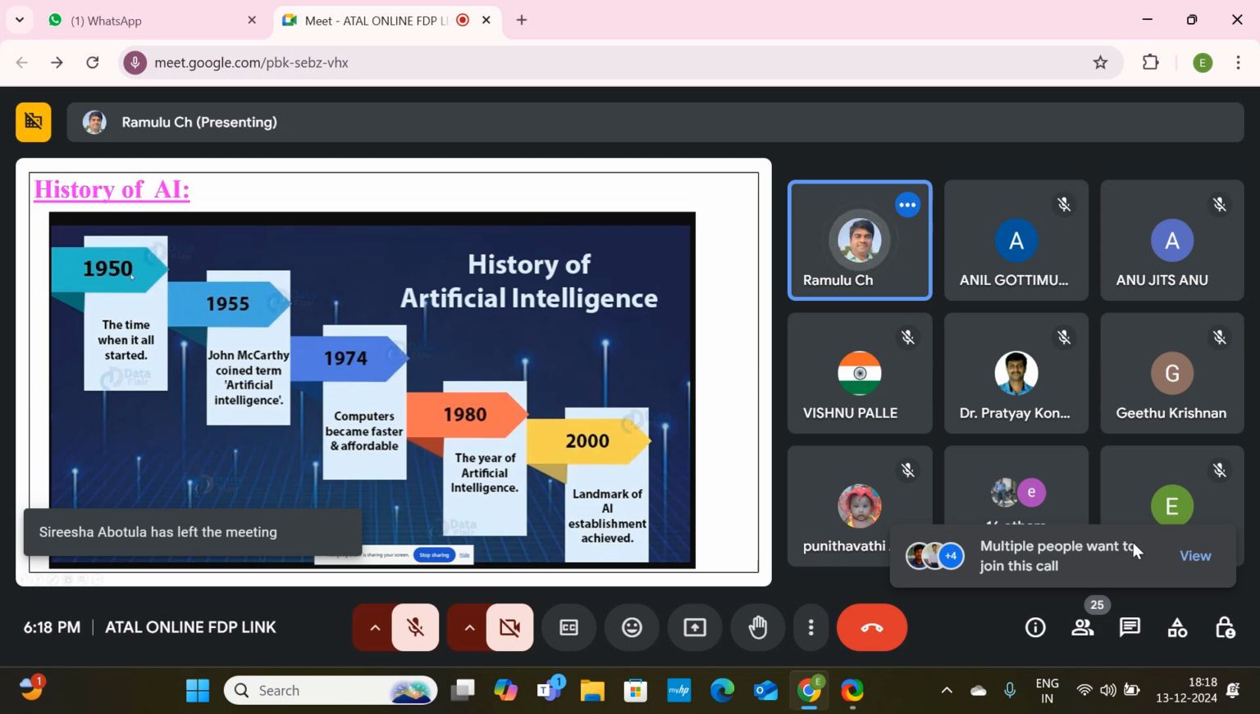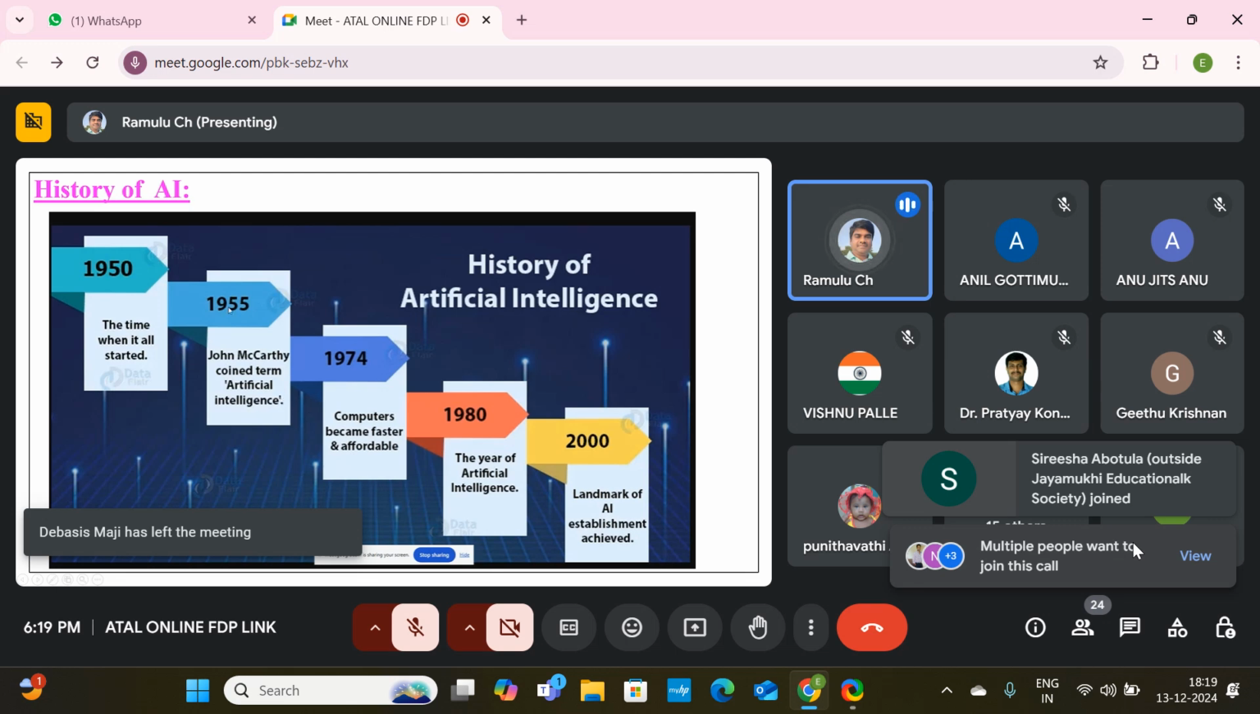So in the year 1950 to 1955, almost 5 years of time. In the year 1955, John McCarthy coined the term artificial intelligence. He used the word artificial intelligence for the first time at that time.